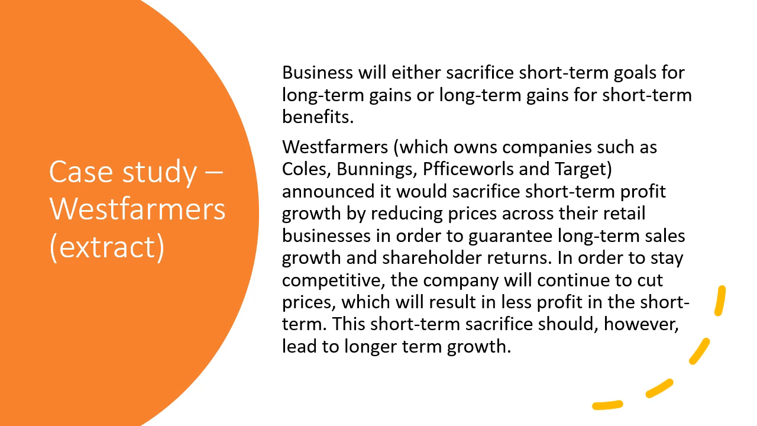So I'll read through this with you. Businesses will either sacrifice short-term goals for long-term gains or long-term gains for short-term benefits. Wesfarmers, who owns Coles, Bunnings, that should be Officeworks, and Target, announced it would sacrifice short-term profit growth by reducing prices across their retail businesses in order to guarantee long-term sales growth and shareholder returns. In order to stay competitive, the company will continue to cut prices, which will result in less profit in the short term, and this short-term sacrifice should, however, lead to long-term growth.